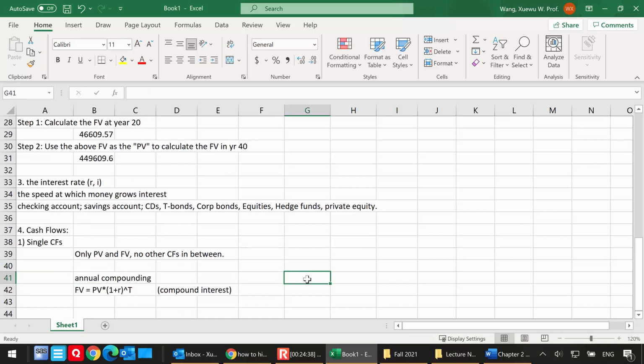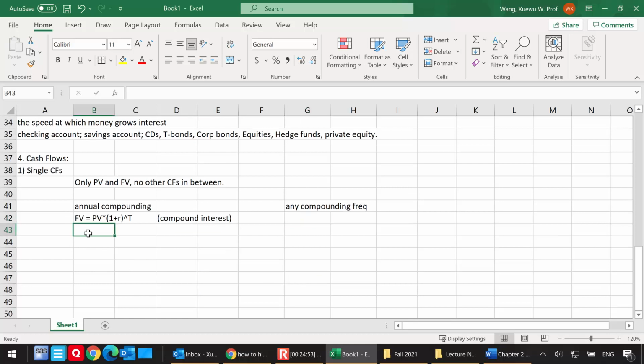We can extend this to any other compounding frequency, which I'll talk about in a second. Future value is equal to present value multiplied by (1 + r) raised to the power of t if you're talking about annual compounding. Of course, you can manipulate this equation to get present value. So present value would be equal to future value divided by (1 + r) raised to the power of t.